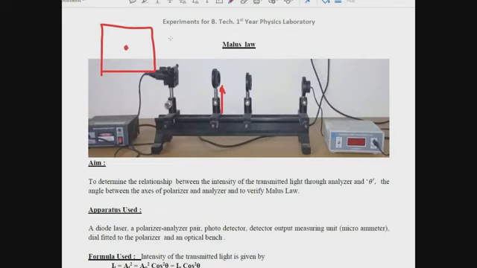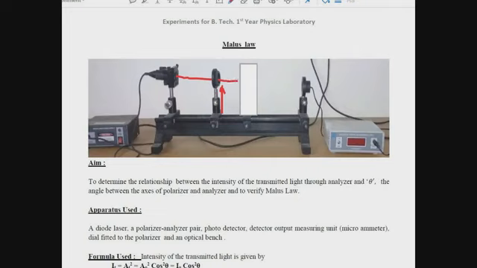Once that is ensured, what will I do? Let me just take this and let me just hide this. So now I have increased the height of this polarizer in such a way that the light which is coming from the LED source is passing through the center of this Polaroid and it is moving out.